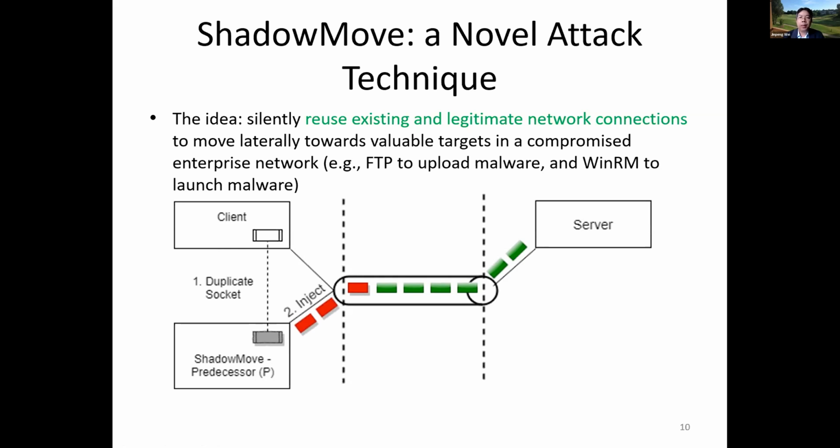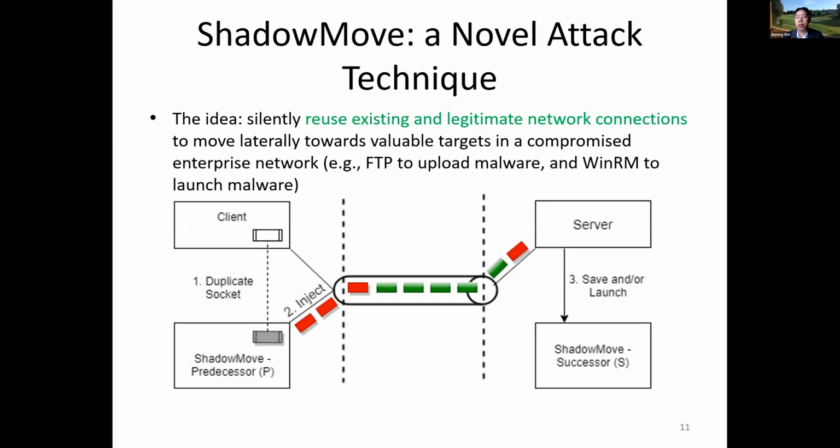And then when this malicious payload is handled by the server, the server doesn't know these are actually malicious payloads. The server will just process them as usual. But the effect is that the server may inadvertently save and/or launch another instance of ShadowMove. So as a result, this one-step movement is finished.